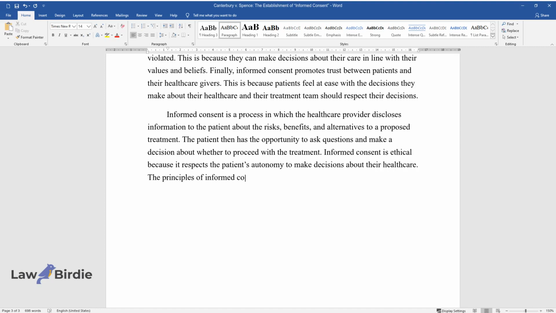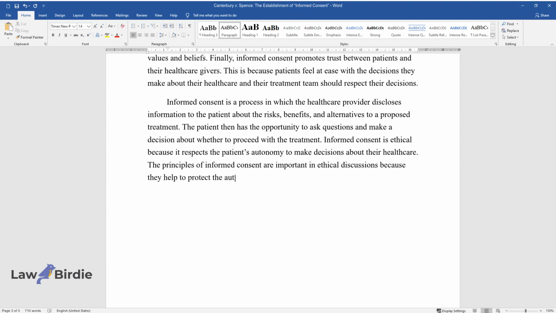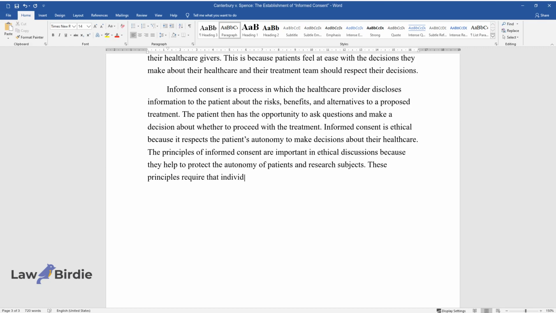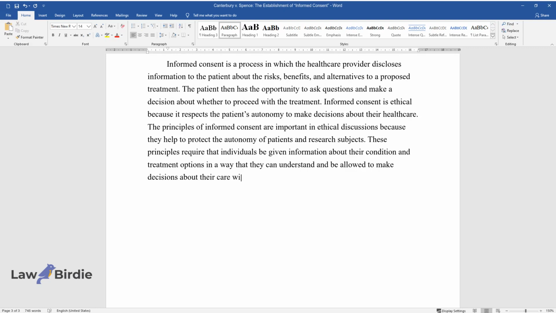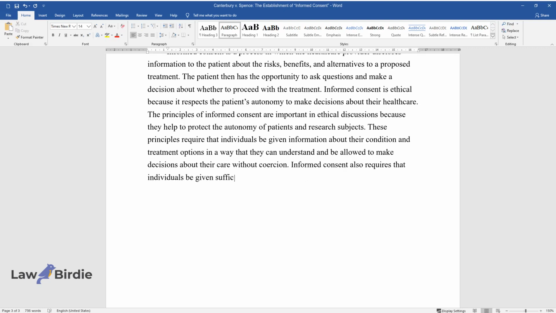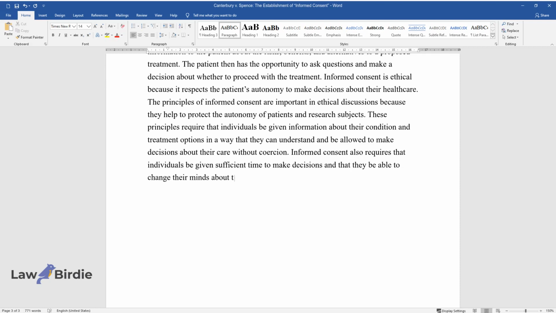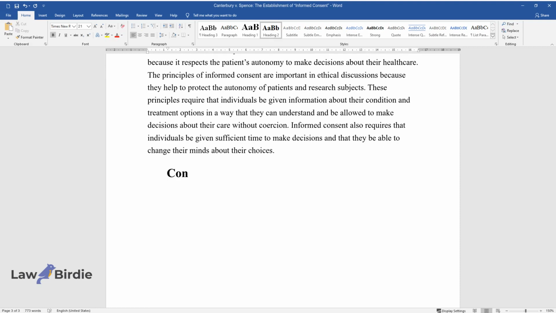The principles of informed consent are important in ethical discussions because they help to protect the autonomy of patients and research subjects. These principles require that individuals be given information about their condition and treatment options in a way that they can understand and be allowed to make decisions about their care without coercion. Informed consent also requires that individuals be given sufficient time to make decisions and that they be able to change their minds about their choices.